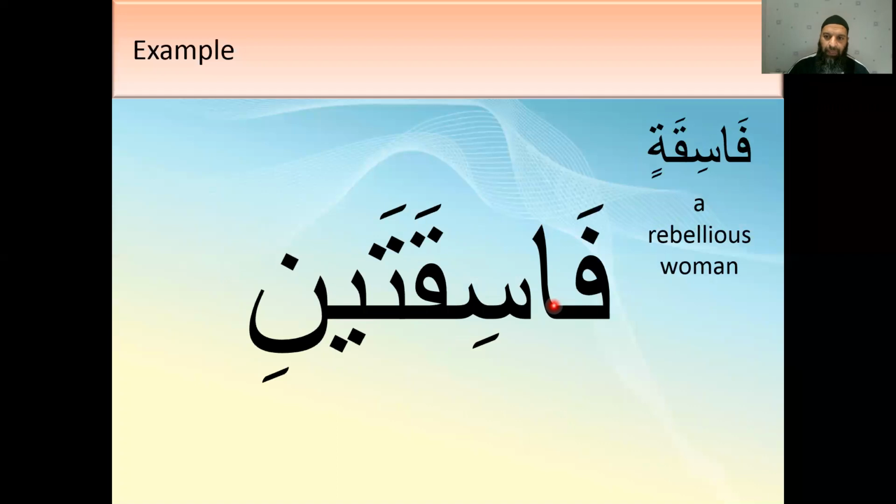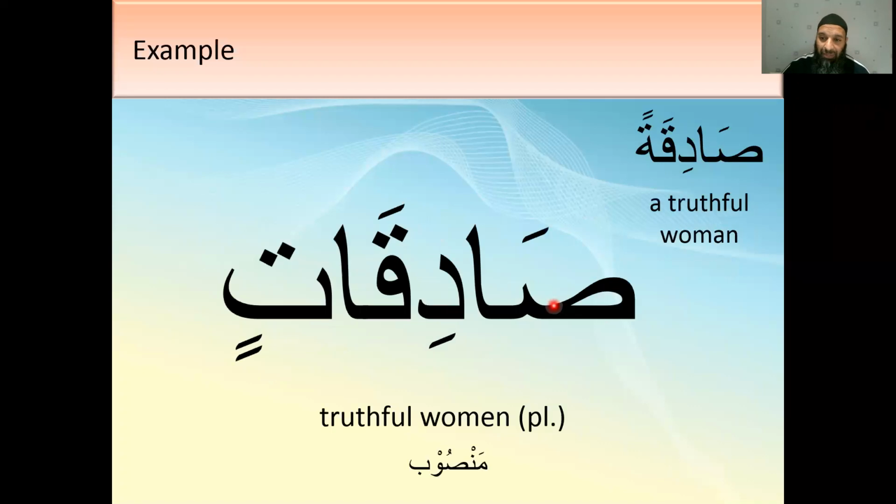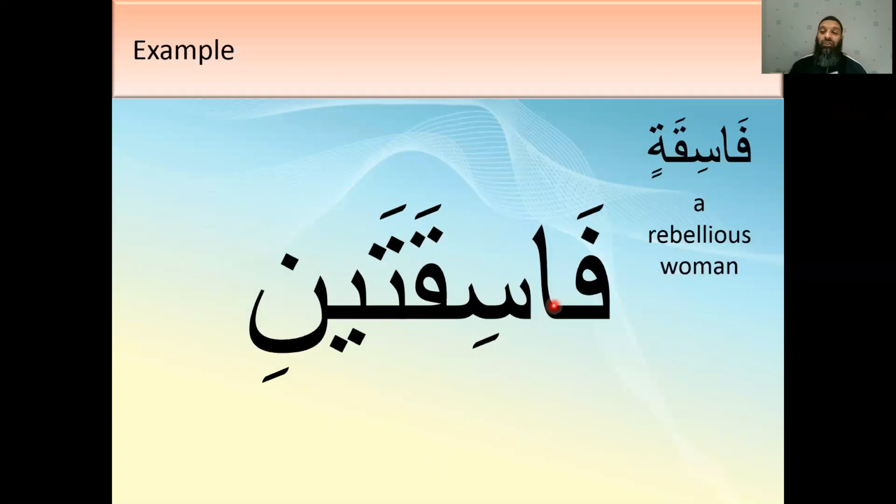Fasiqatun is a rebellious woman. I'm not picking on women here, but okay. So, what is fasiqataini? Is this a brother? Yes. Two women. Fantastic. Two rebellious women, and it is what case? Mansub or majroor. In this case, majroor, because I've done a majroor word here. But yes, it could be mansub or majroor. Fantastic.